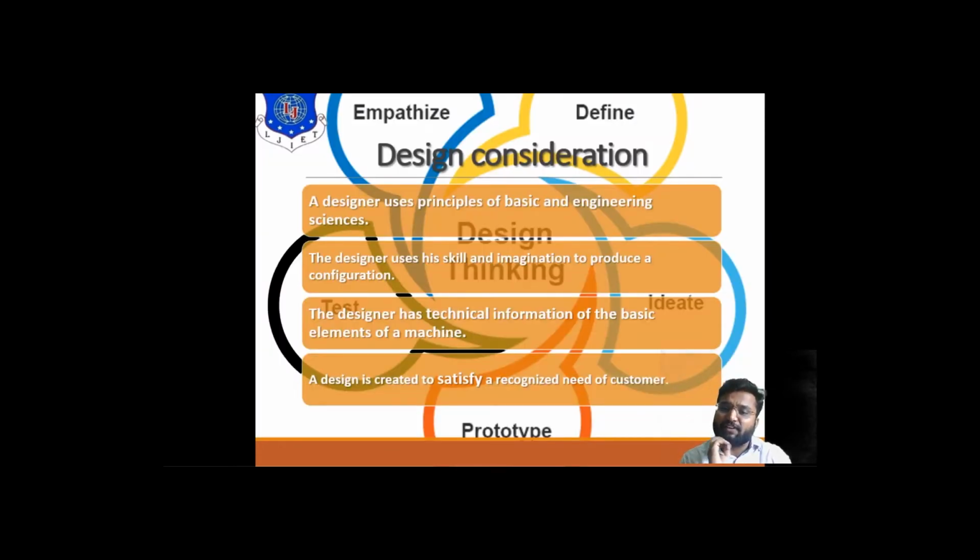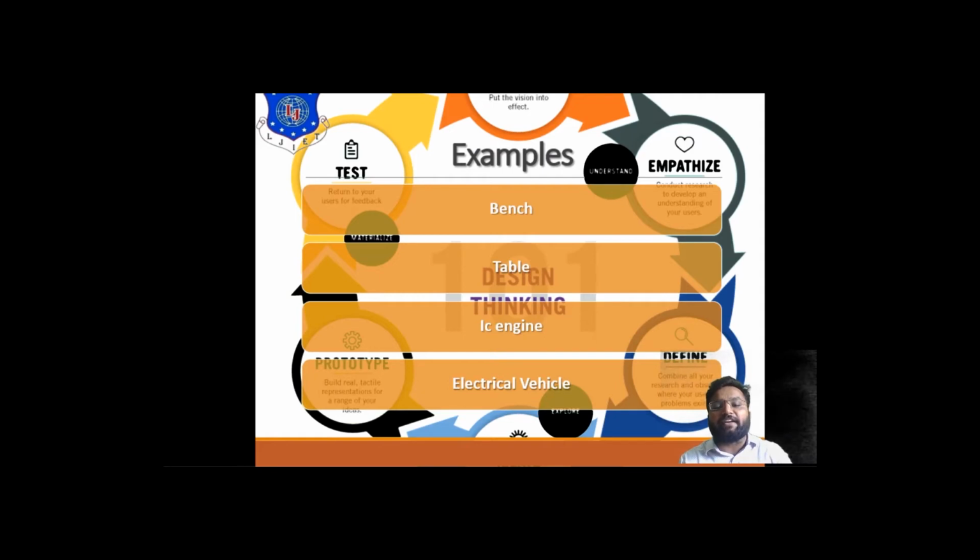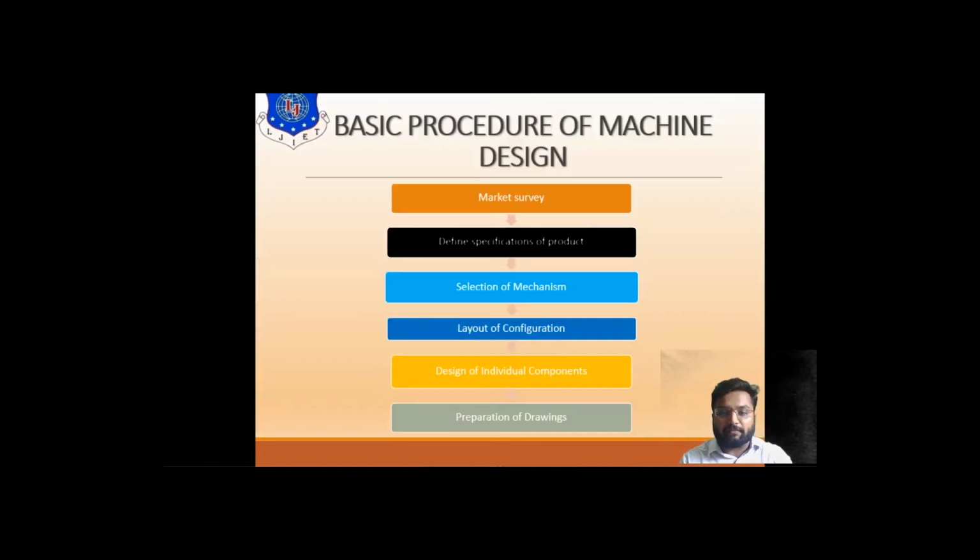So, what is design consideration? Here, a designer uses the principles of basic engineering and science to develop our model, and puts his or her imagination into it to come out with the proper design. The design has technical information, and it should satisfy the function and the customer who is going to use this design or component. Clear? Let's discuss what kind of examples we can have: bench, table, IC engine, electric vehicle. These are different examples of design. Clear? Ultimately, we should know what exactly design is.